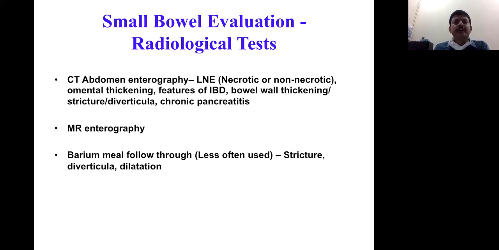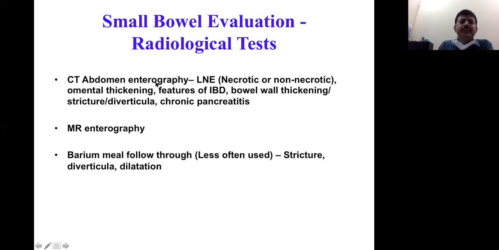So when it comes to small bowel evaluation, we rely mainly on the radiological tests. Among the radiological tests, the ones we often order are CT enterography and MR enterography. One of the two is sufficient. Now, please remember, CT enterography is not the same as a CT abdomen. Sometimes you see patients with malabsorption who have had a CT abdomen, but that doesn't involve an enterography protocol. If you're suspecting a small bowel disorder, if you're evaluating a malabsorption, then you have to specifically ask for enterography. Whether it's CT enterography or MR, any will do.